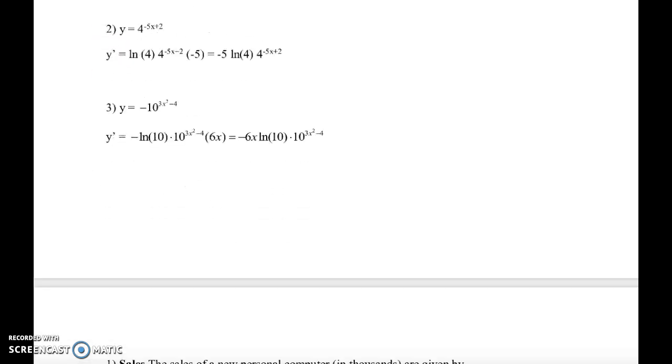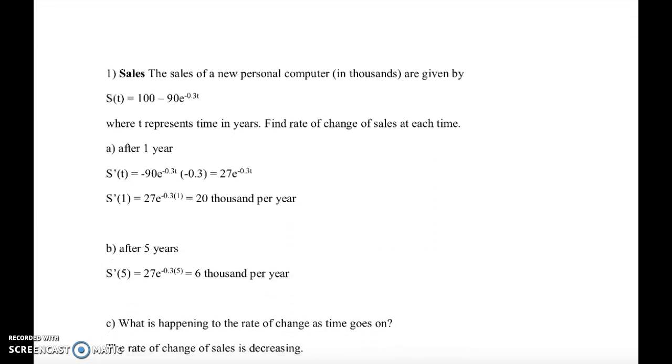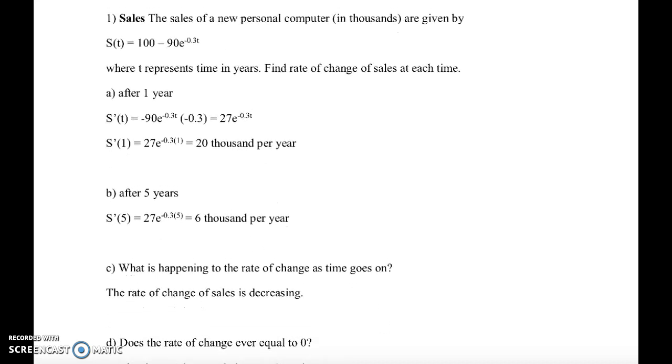All right, let's take a look at a couple of applications. So here we have sales of a new personal computer in thousands, and we have an equation given to us: S of t equals 100 minus 90e to the negative 0.3t. T represents time in years, and we want to find the rate of change of sales at each time. So the first thing we need to do is take the derivative of our S of t. And here we have to use the chain rule.